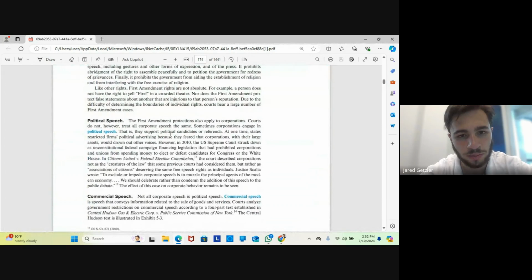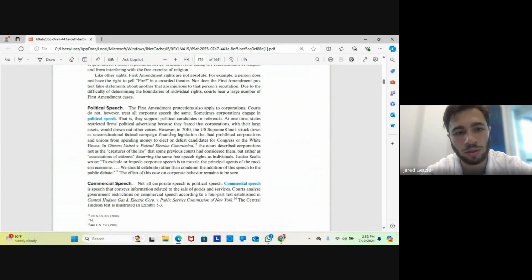So we also have political speech. That's just speech supporting political candidates or referenda. This particular part of the First Amendment is going to apply to corporations and companies. So at one point in United States history, firms' political advertising was banned because they feared that corporations with large assets could drown out other voices. However, all this means is that corporations technically have the same free speech rights as individuals. So corporations can endorse a candidate based upon this clause in the First Amendment, political speech.